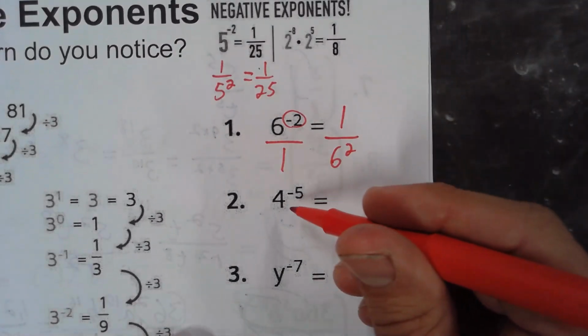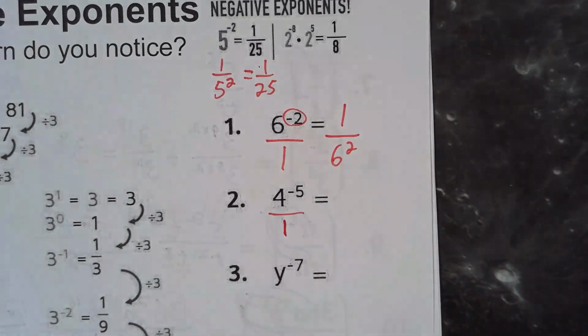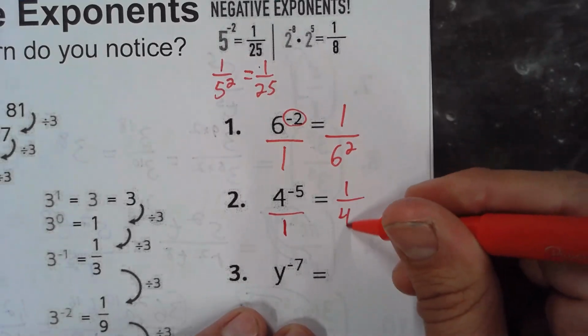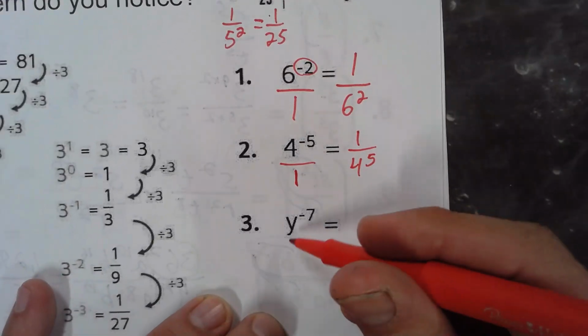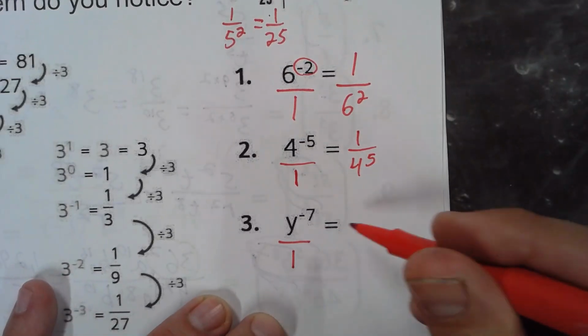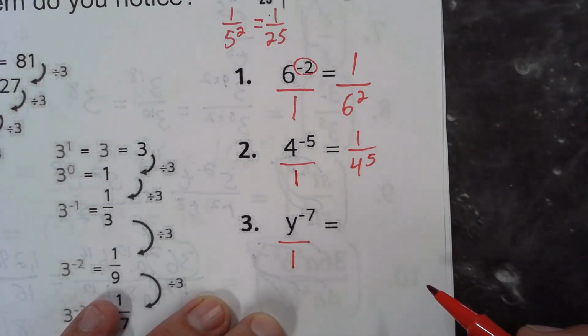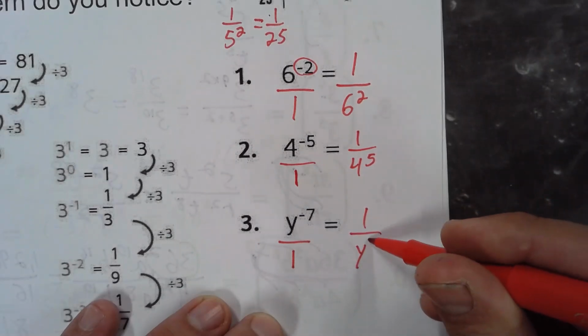So like this one, 4 to the negative 5th. Well, there's an understood 1 in the denominator. So I could just also call this 1 divided by 4 to the 5th power. Same with number 3. What would number 3 become, guys, if they follow that same pattern? Yep.